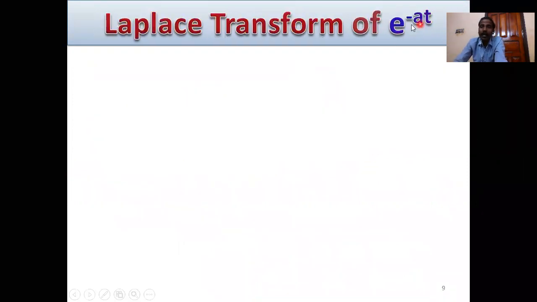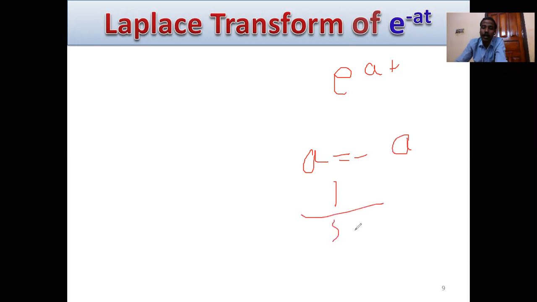Next function, e to the power minus at. In the previous case it was e to the power at, and in this case e to the power minus at. That means a becomes minus a. Just put a equals minus a, because the previous case was 1 by (s minus a). In this case just put minus a. That means 1 by (s plus a). So proved.